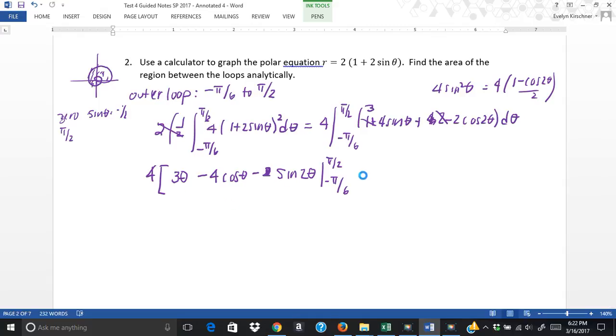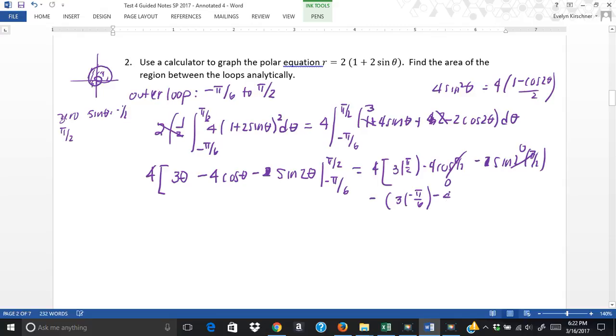If I plug that in, I have 4 times [3 times pi over 2 minus 4 cosine of pi over 2 minus sine of 2 times pi over 2, which also goes to 0, minus 3 times negative pi over 6 minus 4 cosine of negative pi over 6 minus sine of 2 times negative pi over 6]. If I multiply all that out, and you should check it, I get 8 pi plus 6 radical 3. Now I need to do my inner loop.